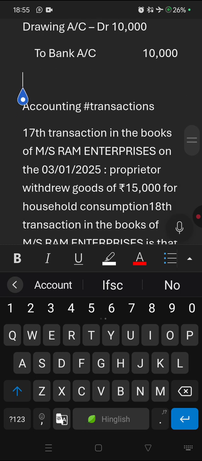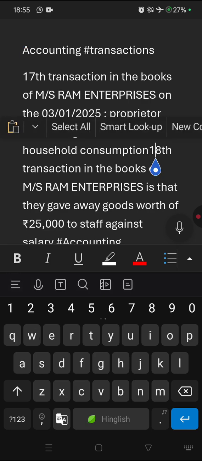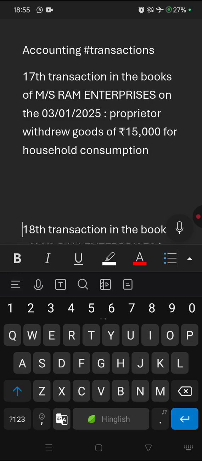Let us see the next transaction, the 17th transaction in the books of Mrs. Ram Enterprises. On the same date, proprietor withdrew goods of rupees 15,000 for household consumption expenditure. So in this transaction again there is drawing account. Why drawing account? Because again the proprietor is taking away goods for household consumption. Let us start the journal entry.